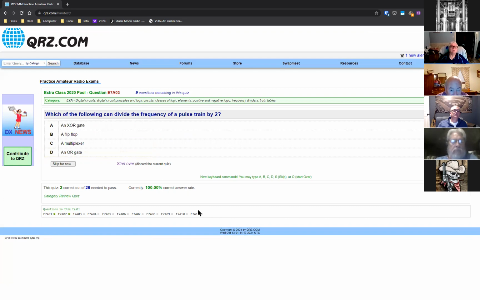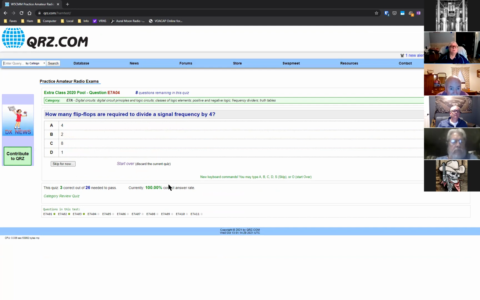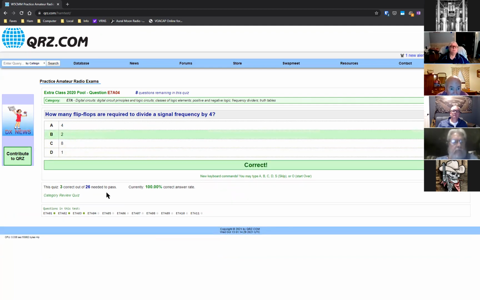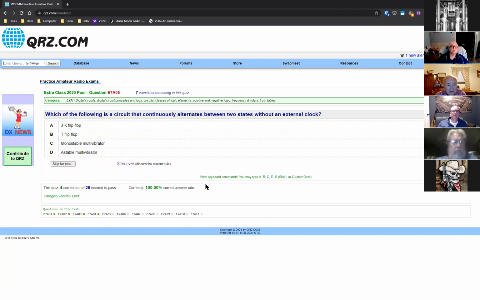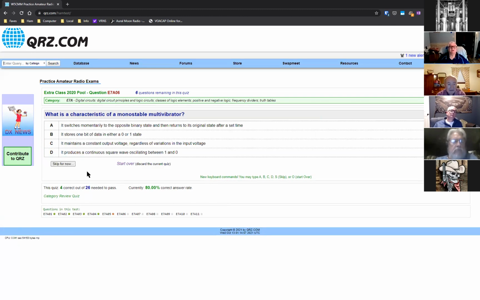Which of the following can divide the frequency of a pulse train by 2? B, flip flop. That's going to be a flip flop. And if we want to divide it by 4, we need 2 flip flops. Which of the following is a circuit that continuously alternates between 2 states without an external clock? No external clock, so it's going to be astable multivibrator. What is a characteristic of a monostable multivibrator? It's going to be A.